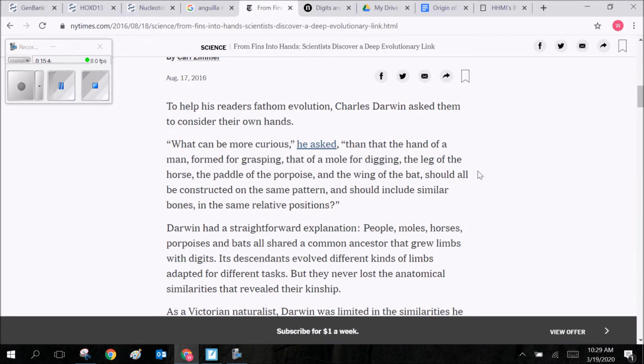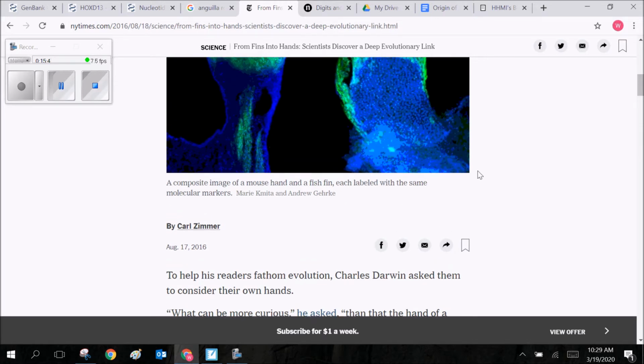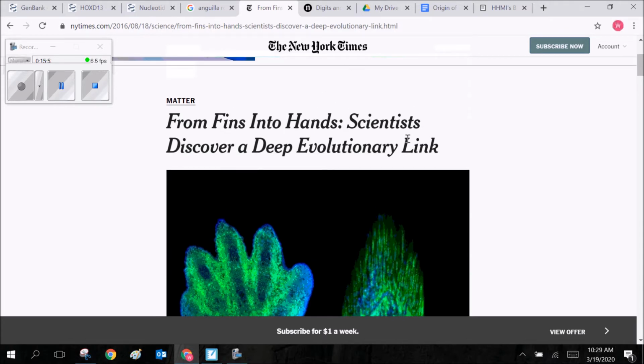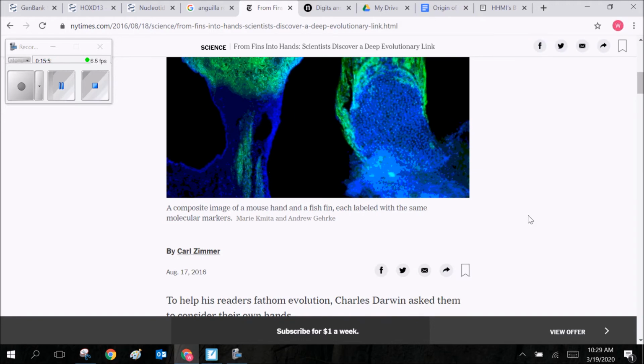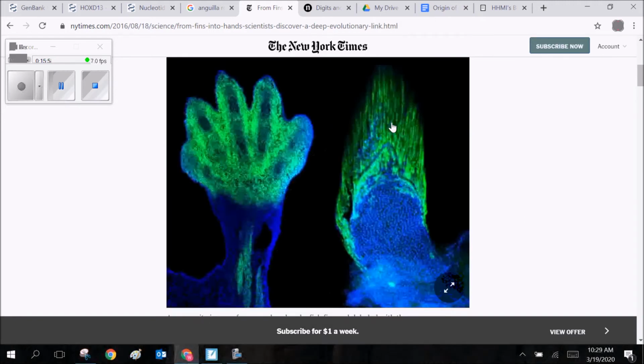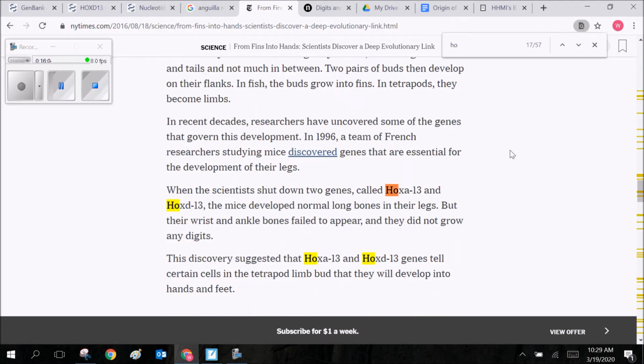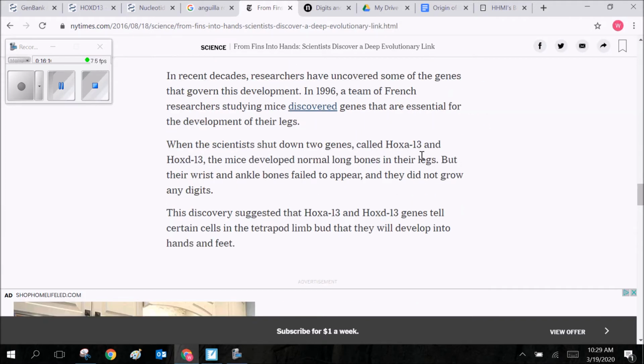Well, then I found this awesome article, and this actually has quotes from Neil Shubin in it, that guy who discovered T. pali. And it's from the New York Times, Fins in a Hand, Scientists Discover a Deep Evolutionary Link. This is a really cool article to show how fin rays may have turned into fingers. So I was looking through this article for genes, and I found these two. They talk about when they shut down two genes called HOX13 and HOXD13, the mice that they were testing developed normal long bones in their legs, but their wrist and ankle bones failed to appear, and they didn't grow any fingers. So these were the genes that were related to fingers.